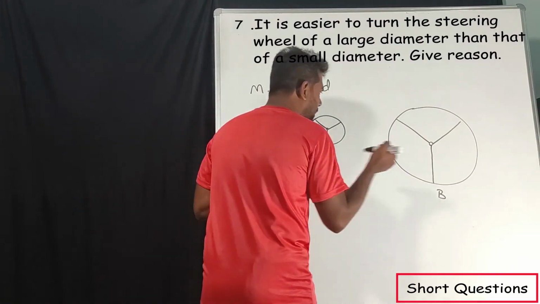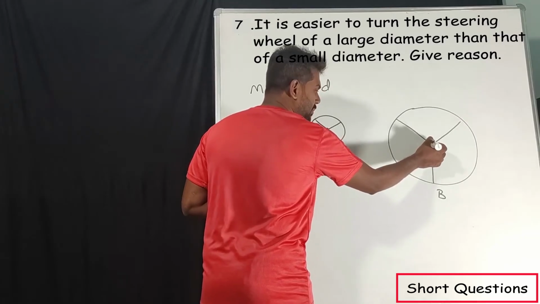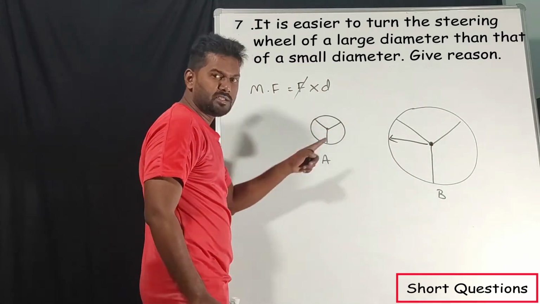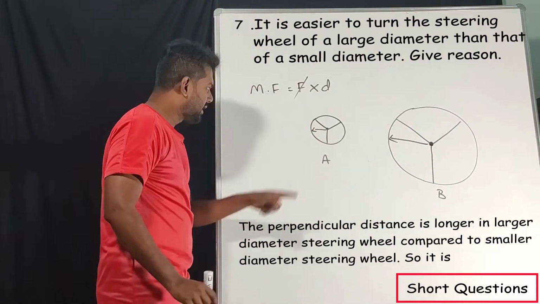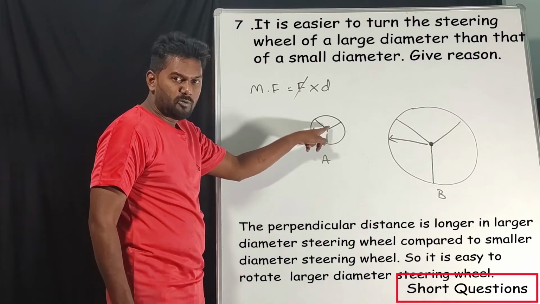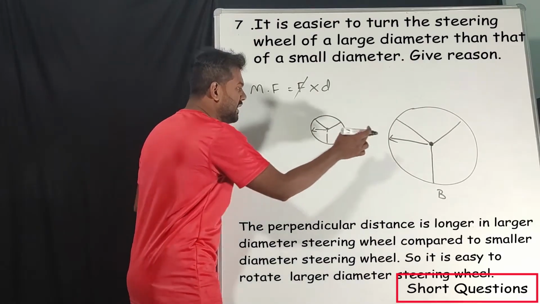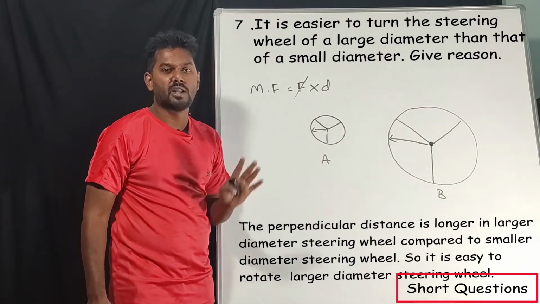So the perpendicular distance between the pivoted point, meaning the point where it is fixed, and the end of the rim is very big compared to this one, correct? Here the perpendicular distance between the pivoted point and the end of the rim is very small. That is why it is easier to rotate the steering wheel with a larger diameter.